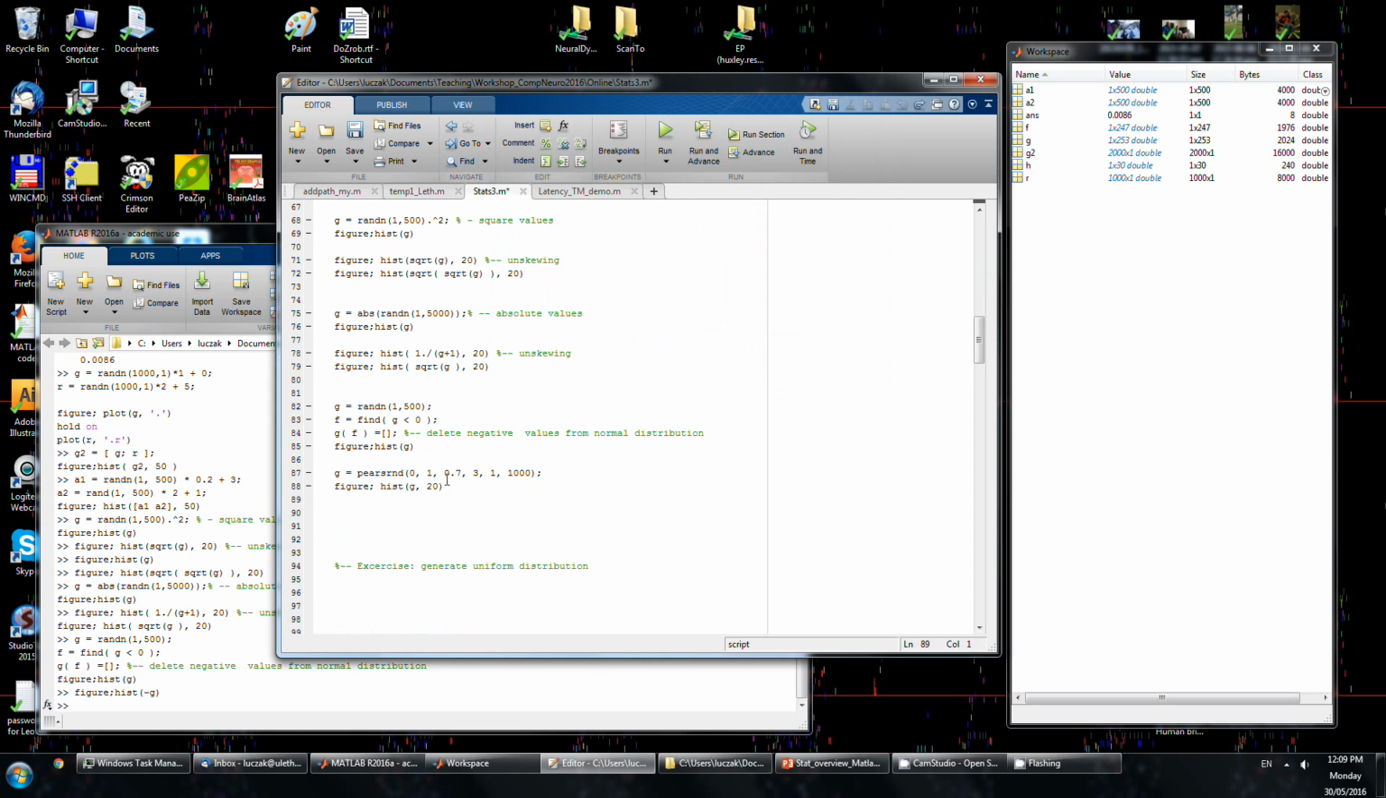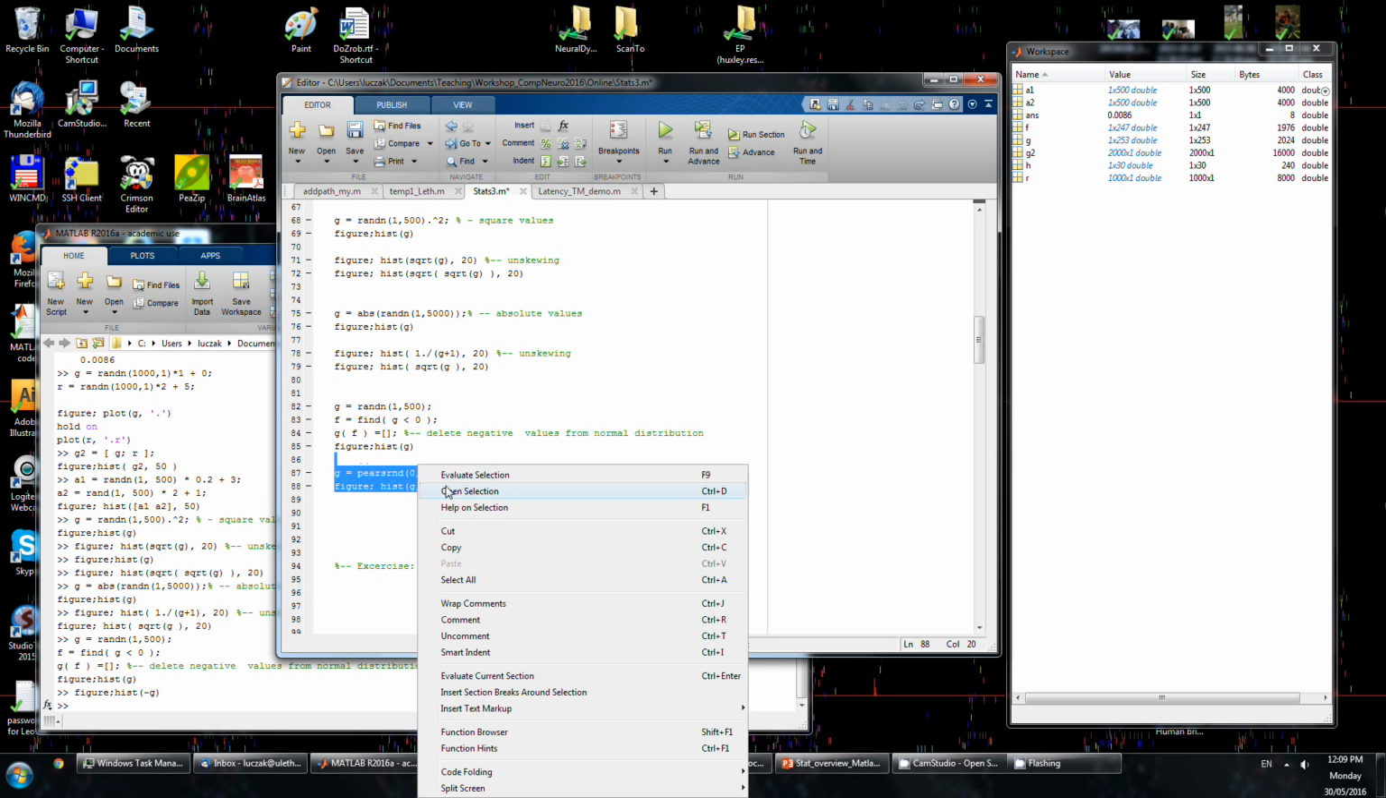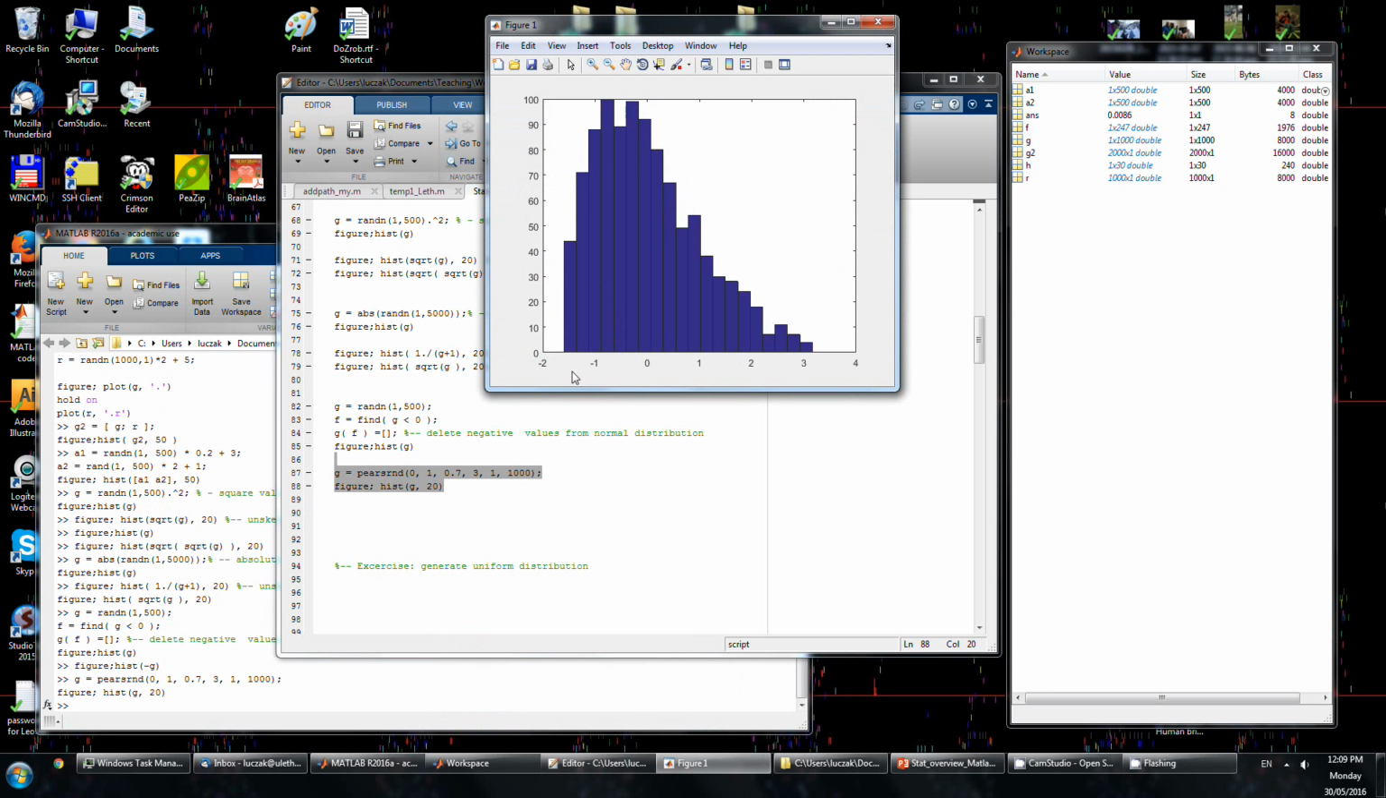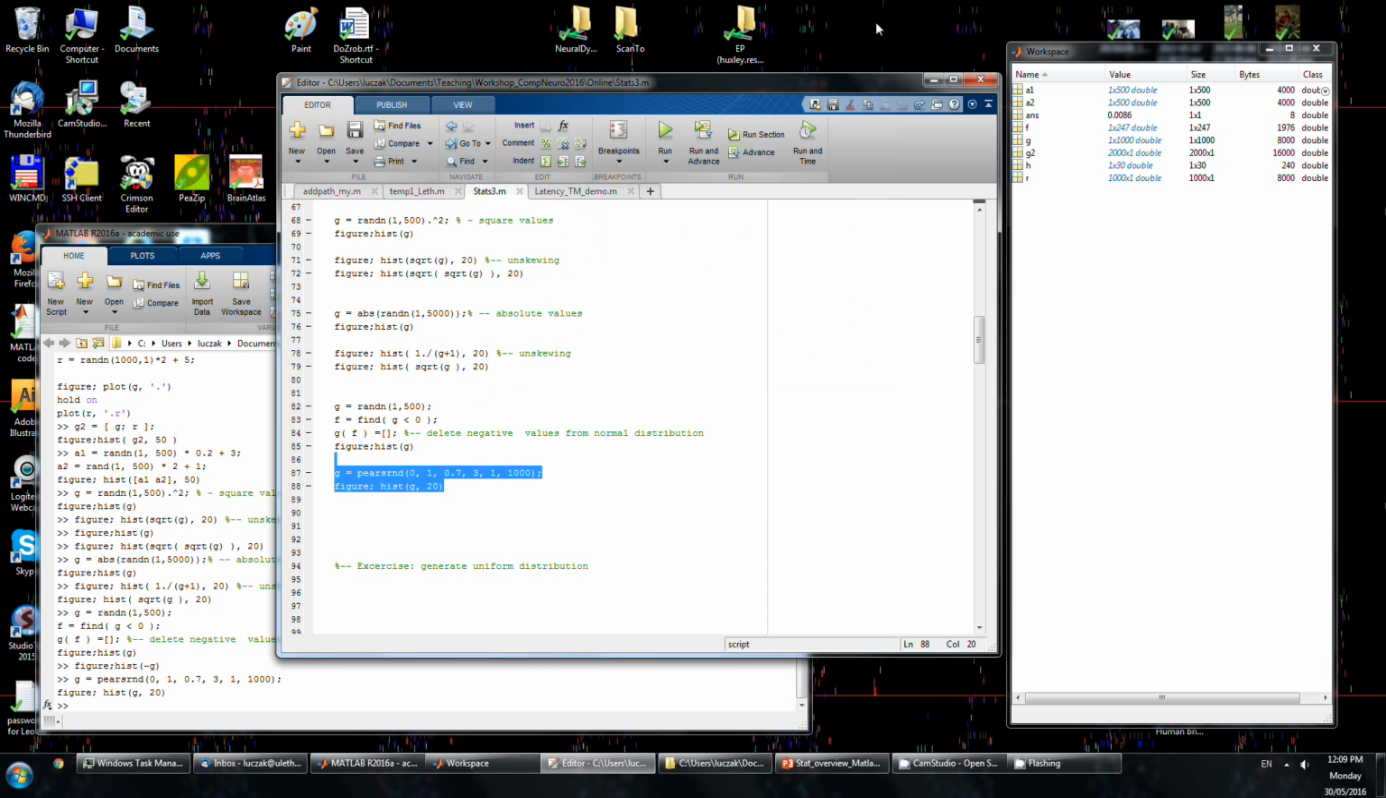MATLAB also offers distributions with different probability distribution functions. So, for example, there is the Pearson distribution, and we can generate it. This distribution is by design skewed. So instead of creating our own skewed distributions to generate data, we can use already built-in MATLAB functions to generate such distributions to compare to our data.